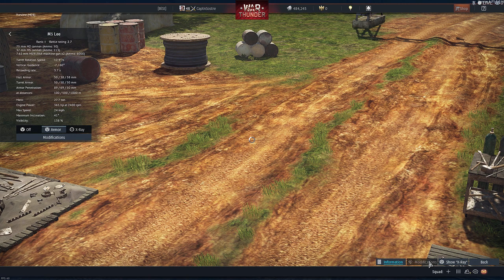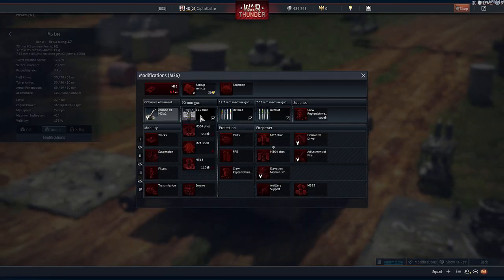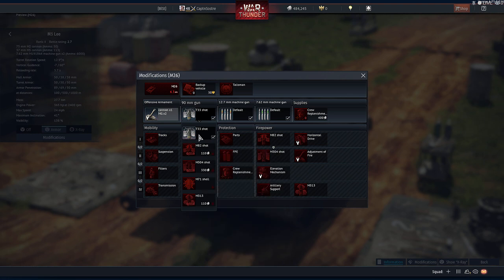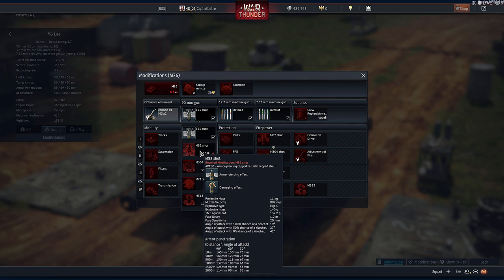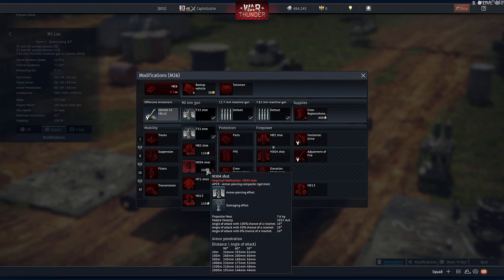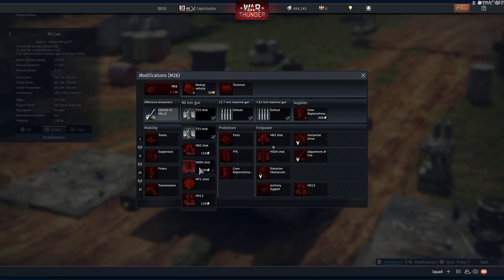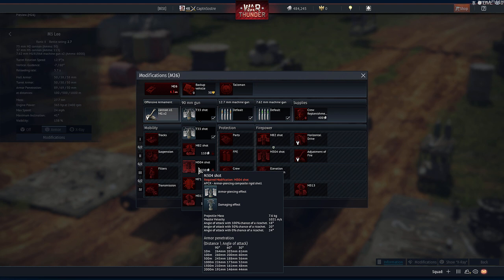No, that's not what I meant to. I meant to hit modifications. Perhaps over here we can see. Let's see. Yeah, so here we can see that these rounds, well, I mean, it's not exactly... Yeah, I mean, it's just important to consider. Look at the chance of ricochet.